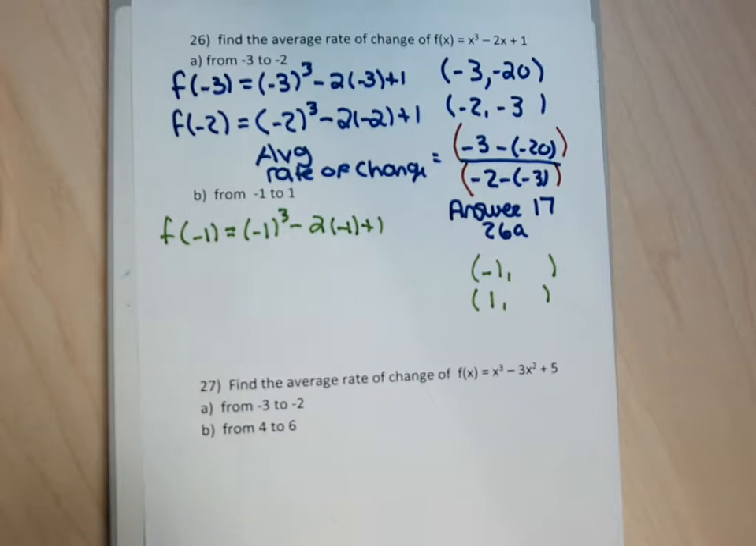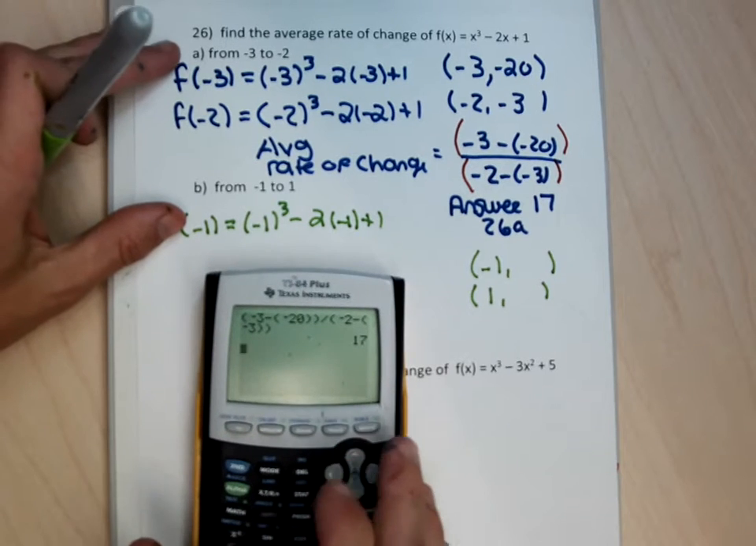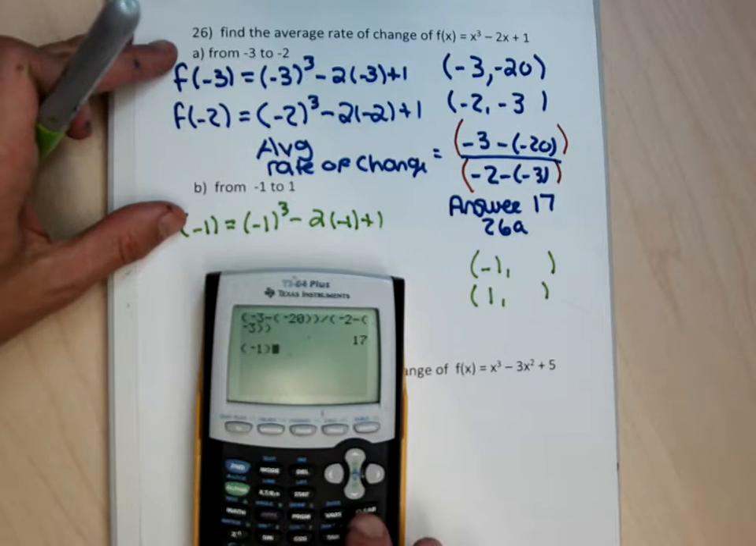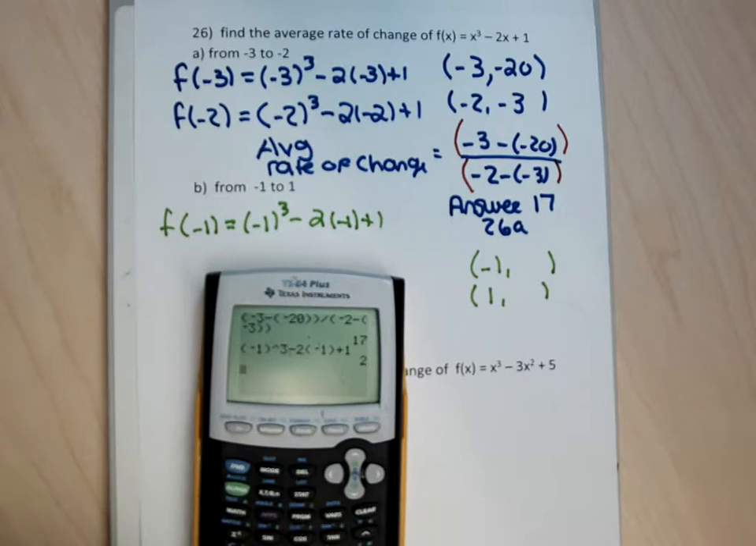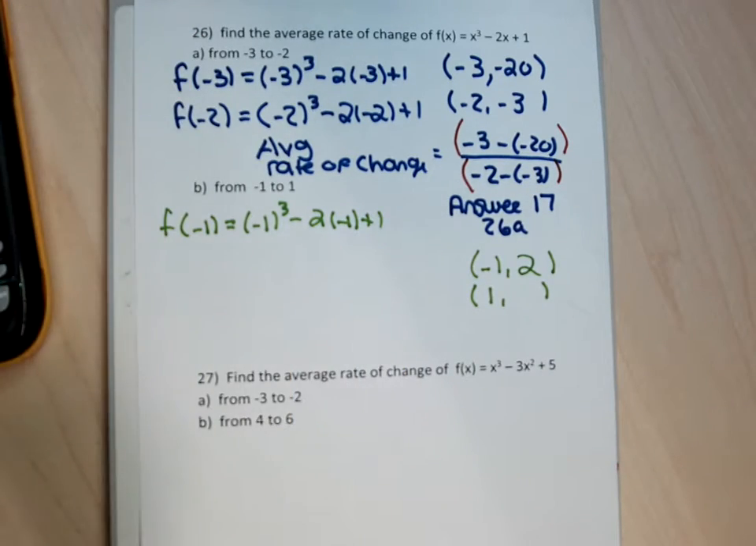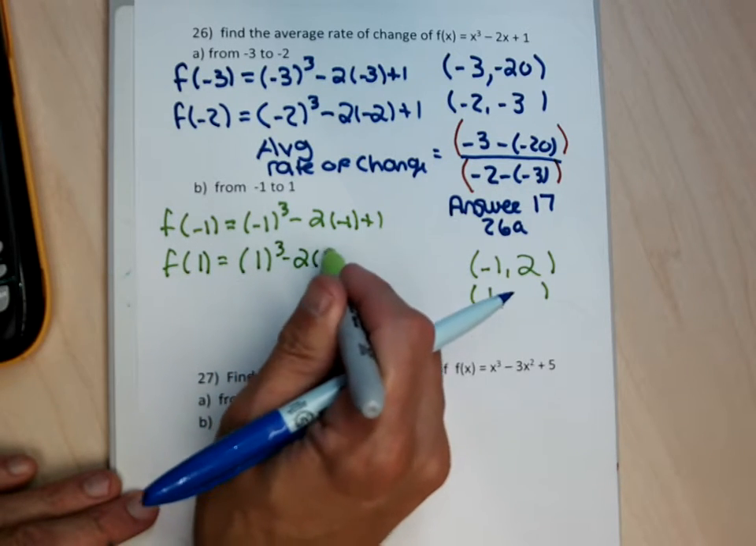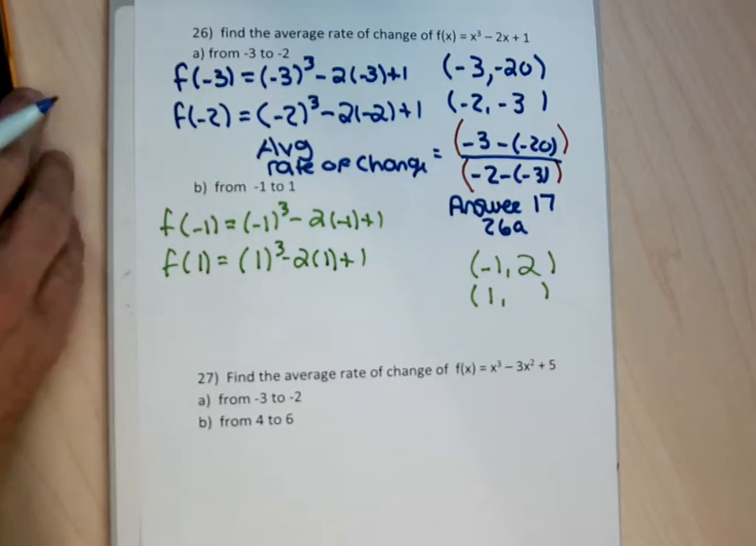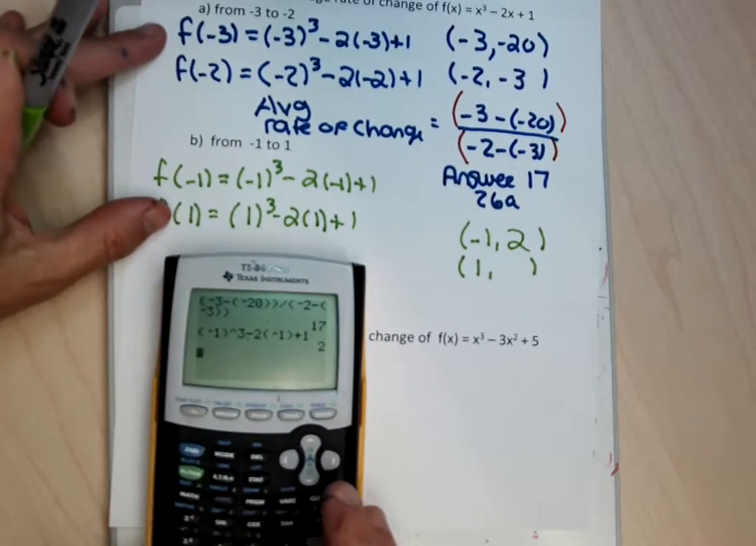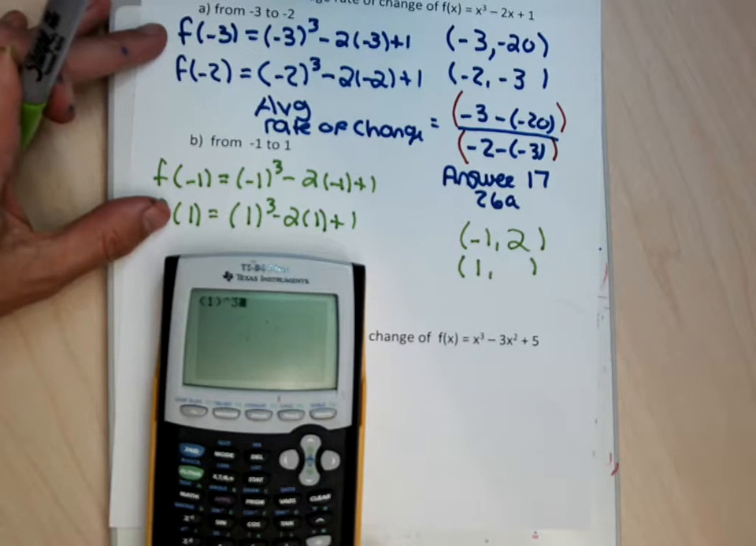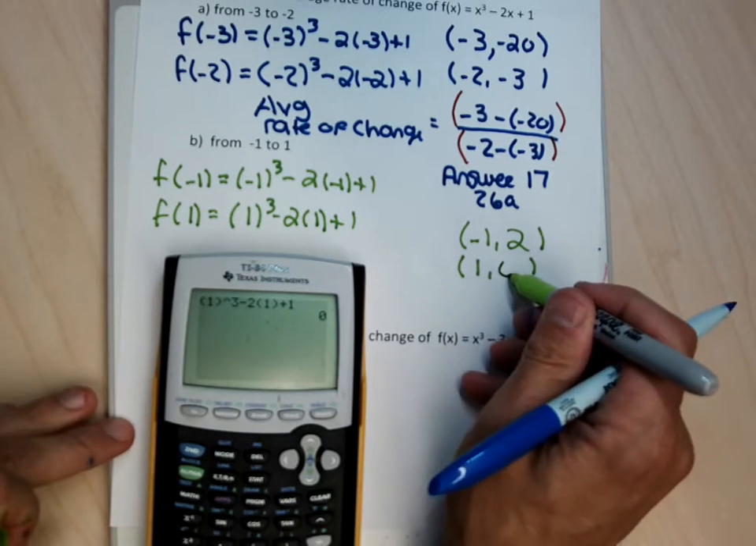I think that comes out to 0, but I don't know that for a fact. So I'm going to get this y by going negative 1 up arrow 3 minus 2 parentheses negative 1 plus 1. I get 2. Luckily I didn't really. Yeah, I guess I can live with that. And then the second y I'm going to get by plugging in 1 for x, which is f of 1 equals 1 cubed minus 2 times 1 plus 1. That one might be 0. I don't know. So second y: parentheses 1 cubed minus 2 parentheses 1 plus 1. I get 0. So those are my 2 points.